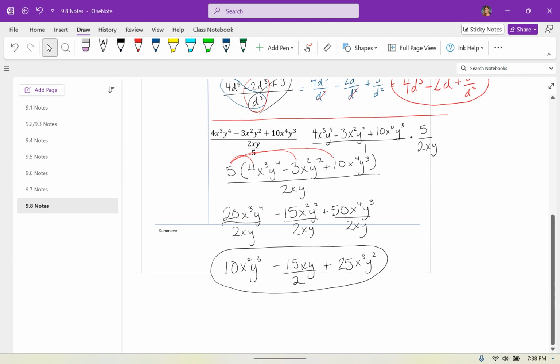And we did it, right? We divided a polynomial by a monomial. Congratulations, guys. You are done with Unit 9.